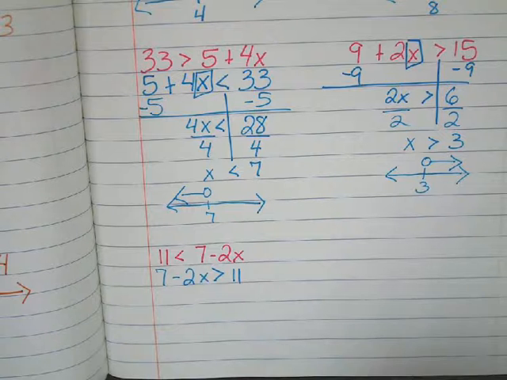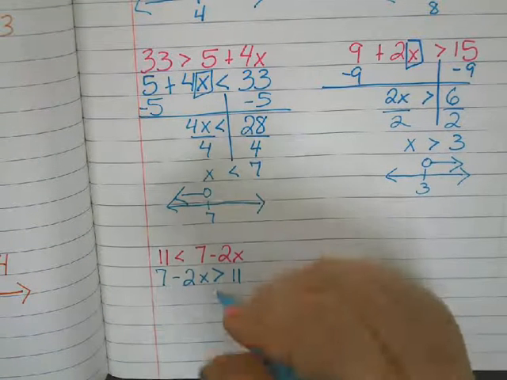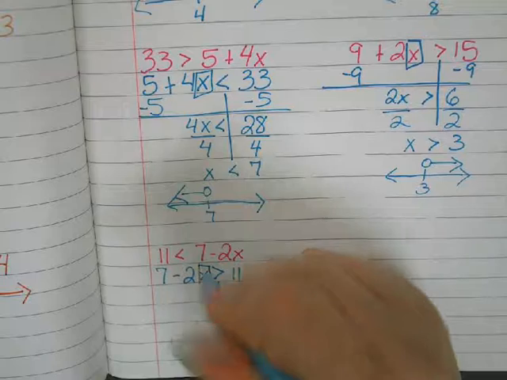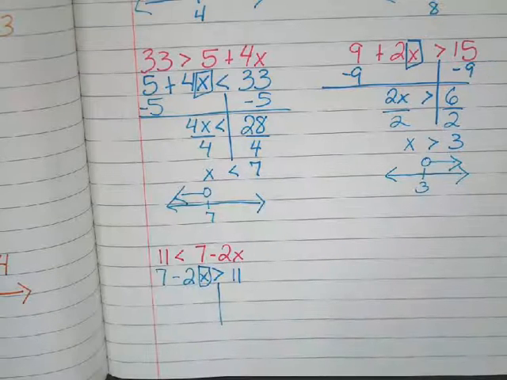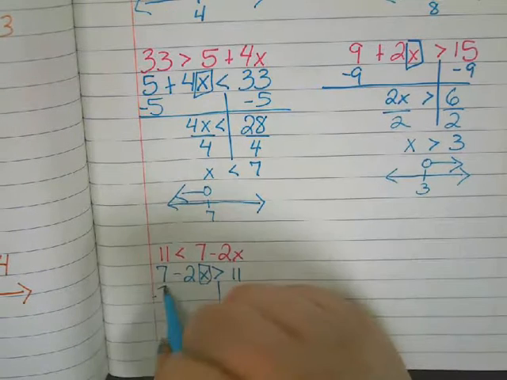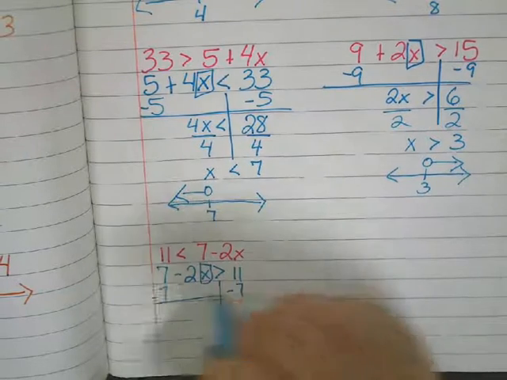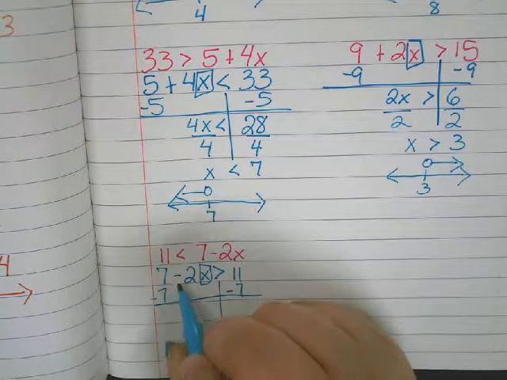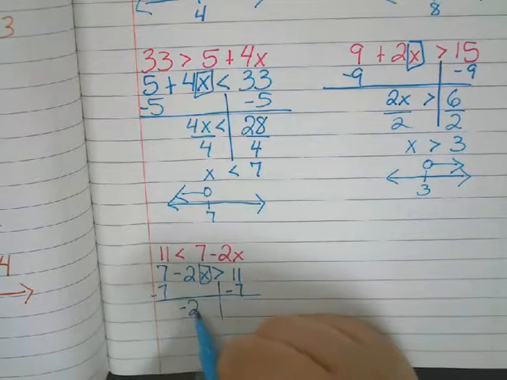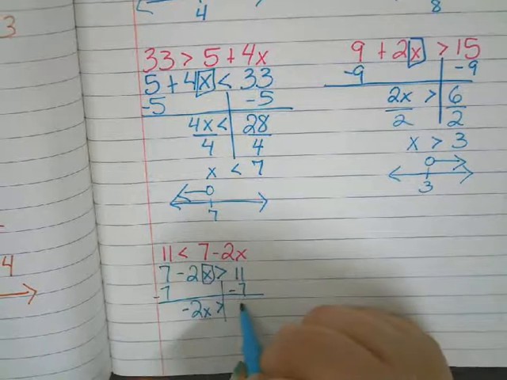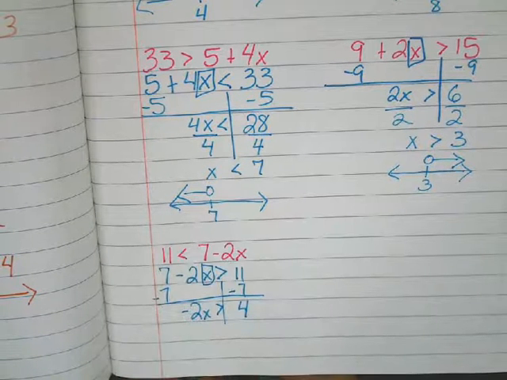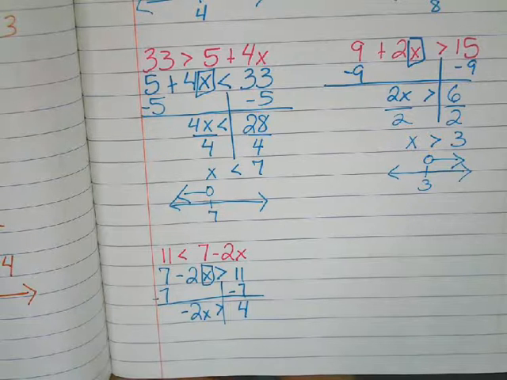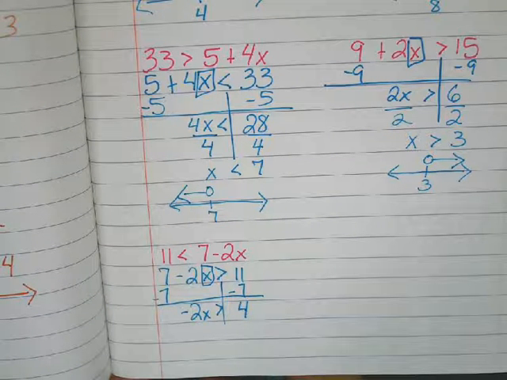Draw my line, box my letter. So now what am I going to do first? Well, minus 7. Okay, subtract 7 on each side. Remember, this negative needs to come down with the 2, so negative 2x is greater than 4. Now what do I need to do? Divide by negative 2.